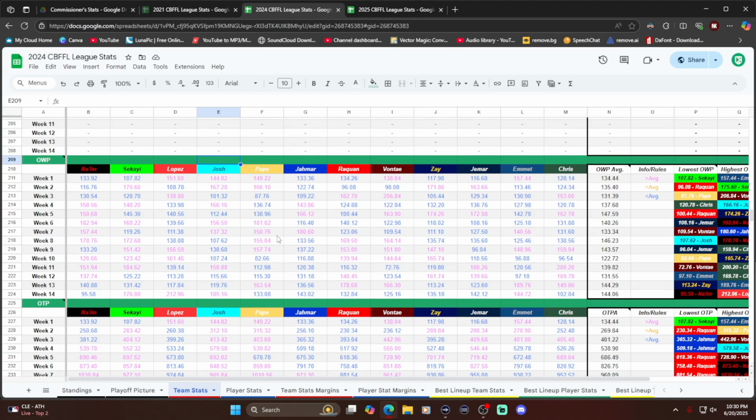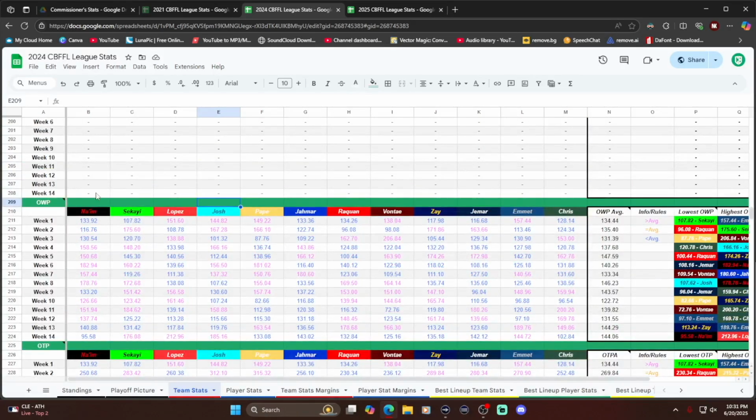So I chose pink, this candy pink color, because it's more distinctive than red. As you can see, opponent's weekly points just shows you how many points your opponent is putting up on you during these weeks. Week 1 for Naeem, he had 133.92 dropped on him, and that was below the weekly average. Remember, this is the same score as the weekly average score.